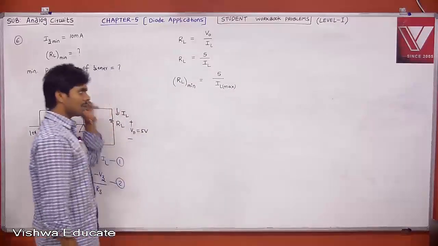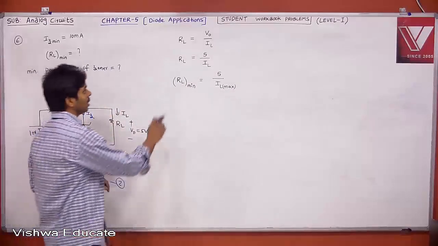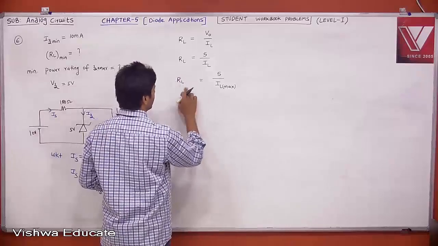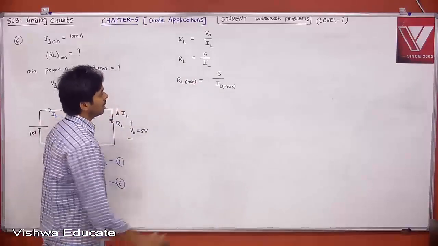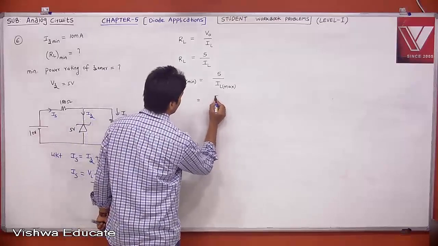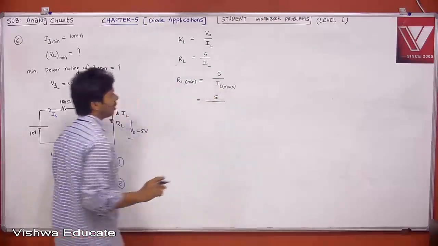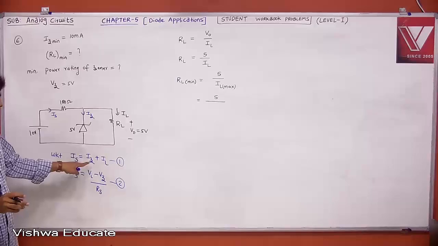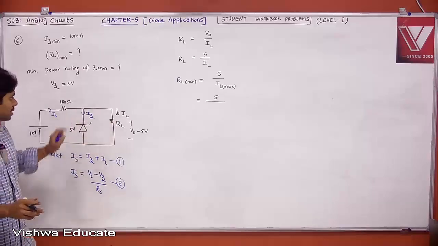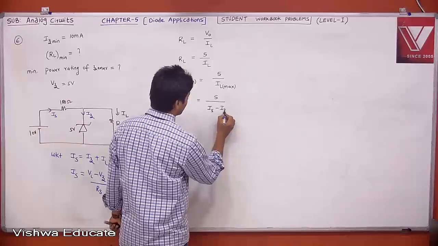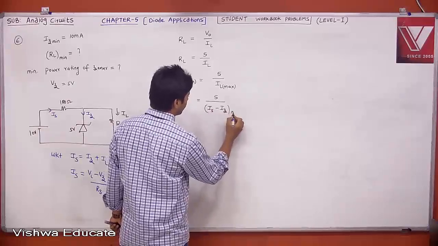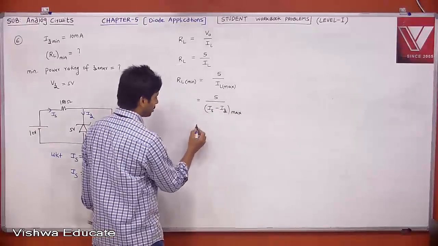When IL is maximum, your RL will be minimum. Right? Therefore, RL minimum. Therefore, what is your IL? First of all, your IL is nothing but, from this, I can write, IL is nothing but Is minus Iz. Therefore, it should be Is minus Iz. It should be maximum. Tell me, when is this maximum?